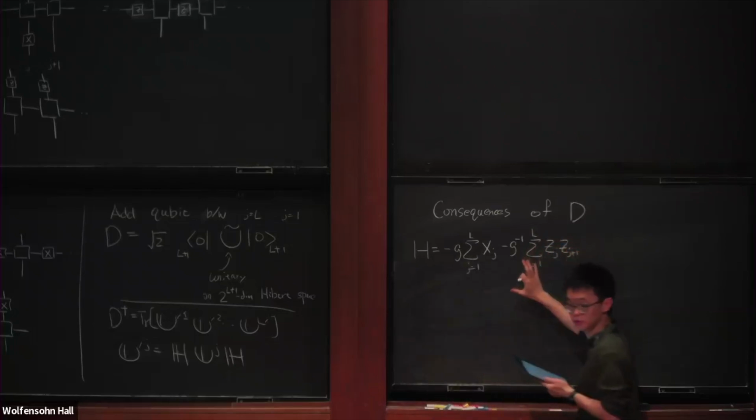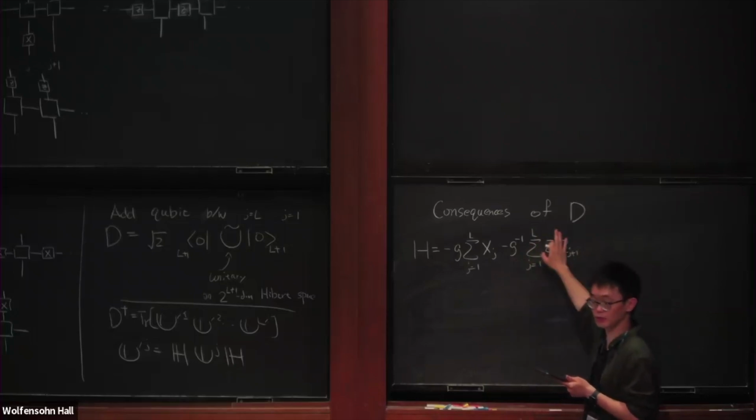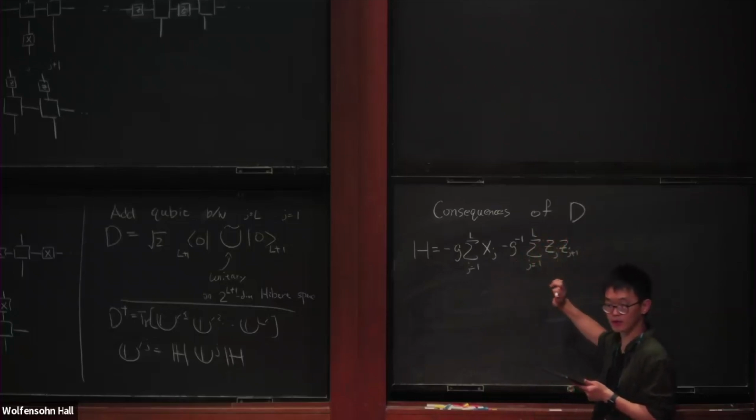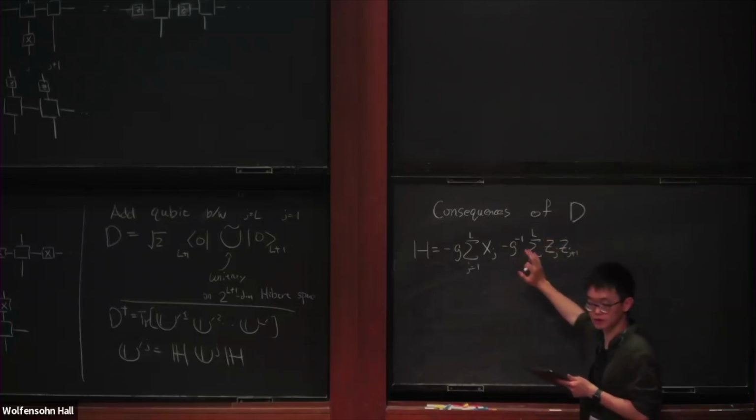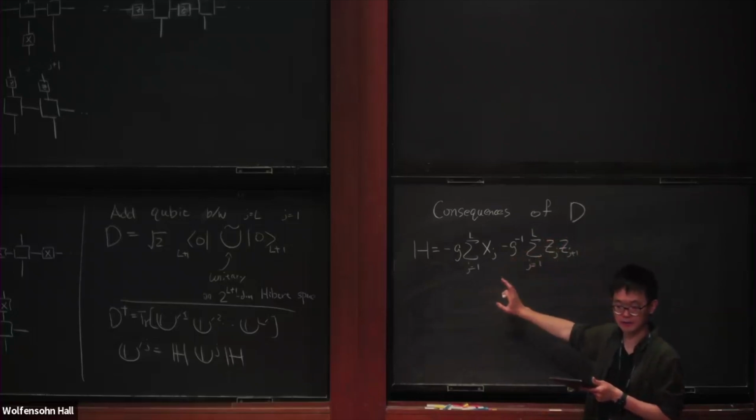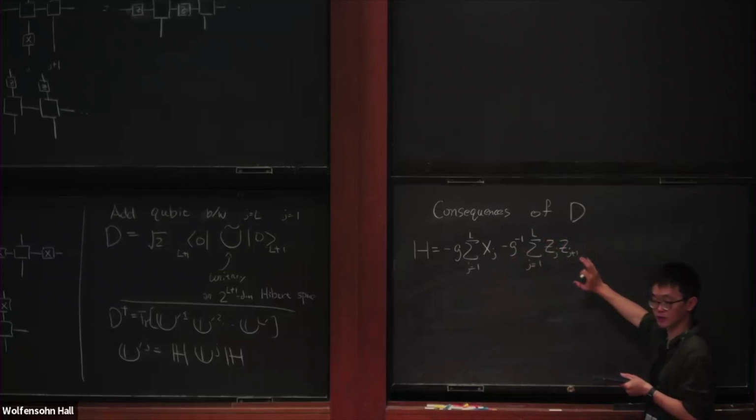So this is just the original Ising model. And as we discussed, when G is 1, it commutes with the operator D. The question is, we don't want to solve the Ising model for the 100th time. So is there any deformation of the model while preserving the symmetry of interest to us?